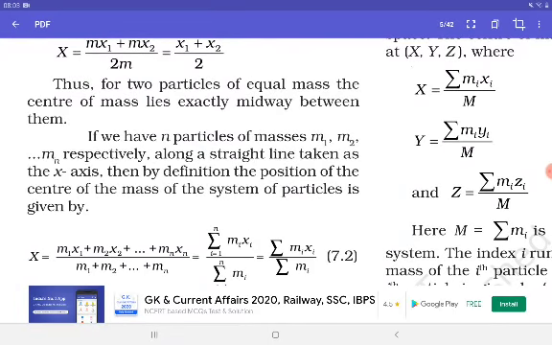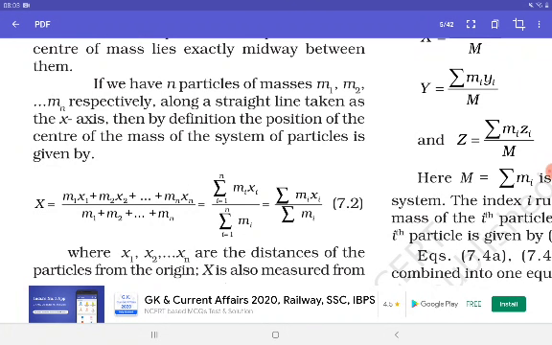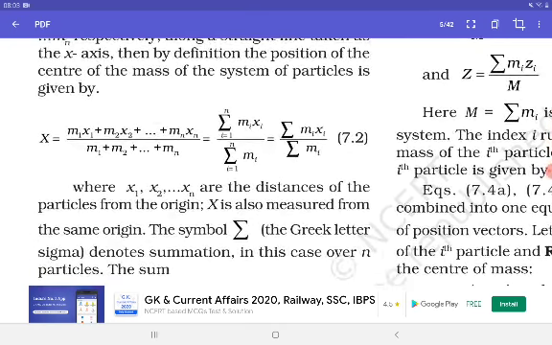If we have n particles of masses m1, m2, up to mn respectively along a straight line taken as the x-axis, then by definition, the position of the center of mass of the system of particles is given by x equals m1 x1 plus m2 x2 up to mn xn divided by m1 plus m2 plus up to mn.